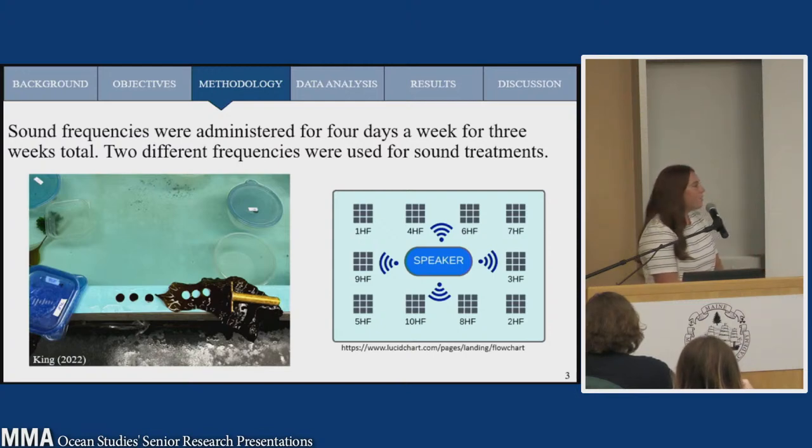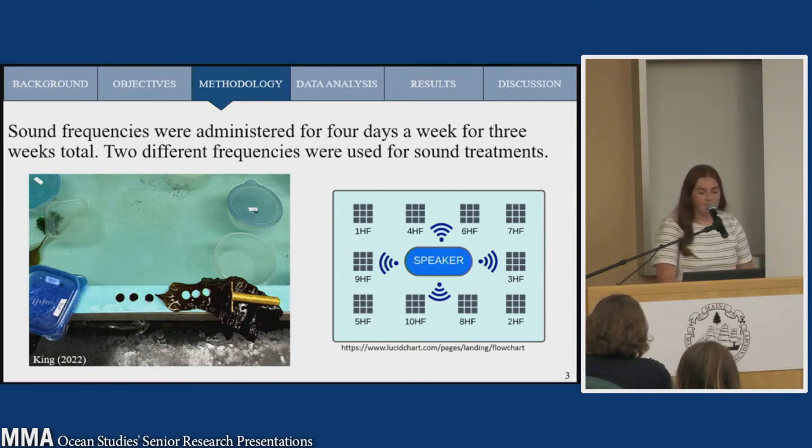And then my low sound frequency I had set at 500 hertz, and that was to kind of simulate any frequencies that are produced by shipping vessels within the oceans. And so for those two frequencies, I would play them for a 2-hour duration, 4 days a week, for 3 weeks in total. And then my control group also would be placed into these tanks, but was just subjected to no sound during that time.